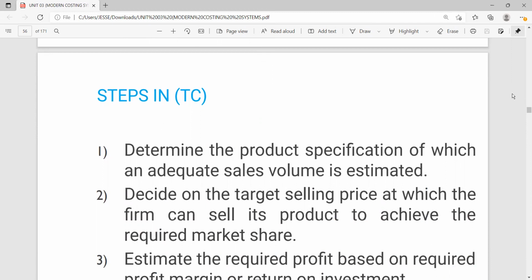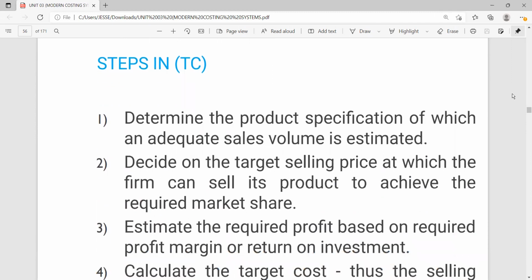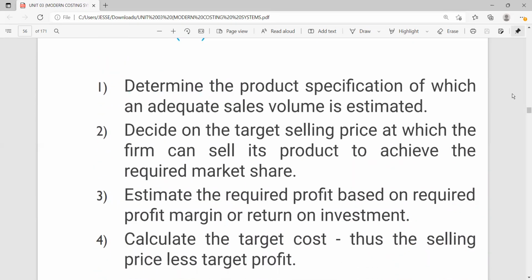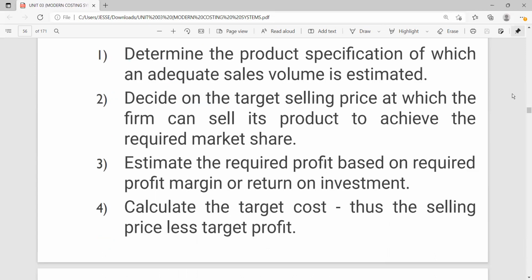Decide on the target selling price at which the firm can sell its product to achieve the required market share. Number three, you estimate the required profit margin. Estimate the required profit. Very crucial. And number four, you calculate the target cost. The target cost is simply your selling price less your target profit.